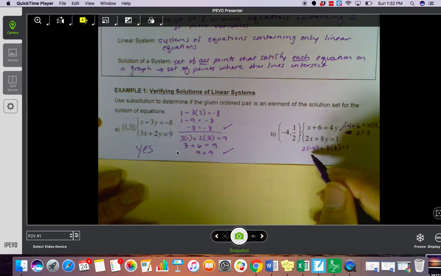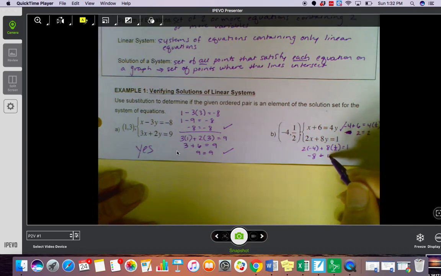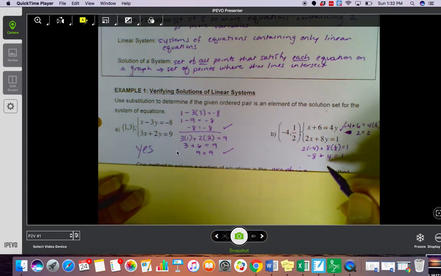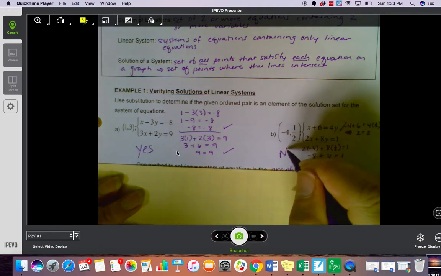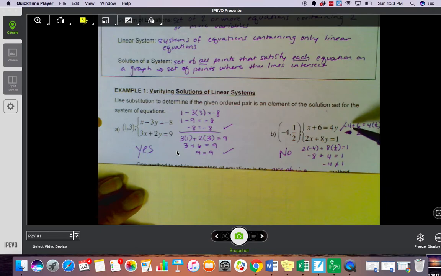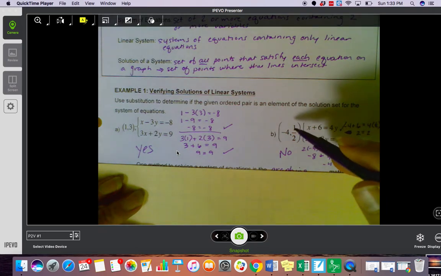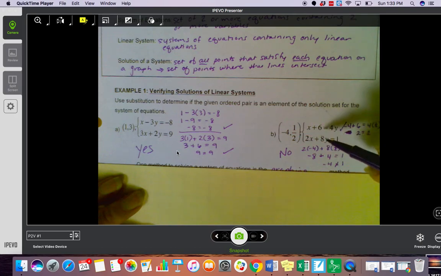I put in a negative 4 here, so 2 times negative 4 plus 8 times 1 half equals 1. Well, 2 times negative 4 is negative 8, plus half of 8 is 4 equals 1. Well, that is not true, because negative 8 plus 4, different sign, subtract, take the sign of the bigger number, so negative 4 equals 1. That is not true. So that means that this is a no. Even though this worked, if this one doesn't work, then this is not a solution of this system right here.